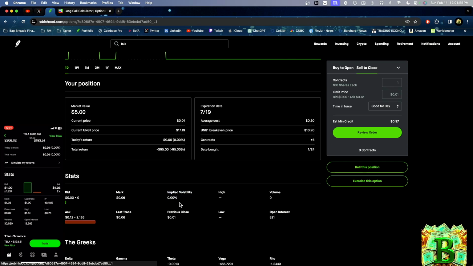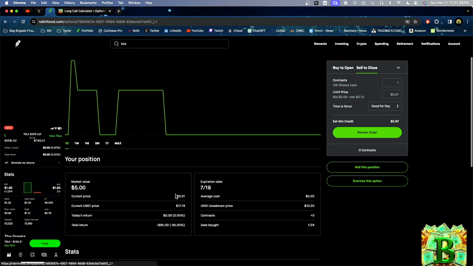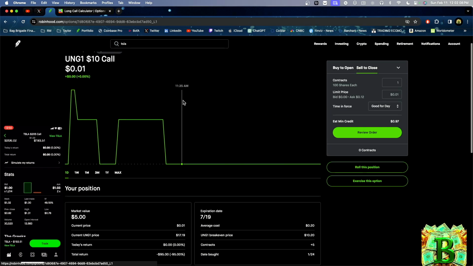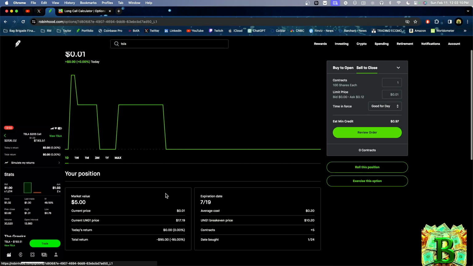I mean, this is a weird situation. I'm kind of in limbo, la la land with this one because you can't even buy any more of these. It's impossible to buy this contract because it's UNG1. It's a weird thing.